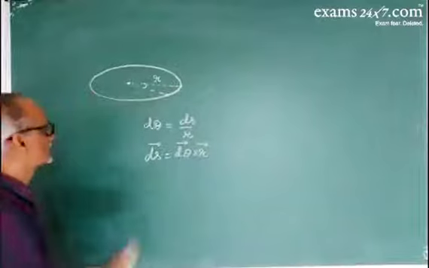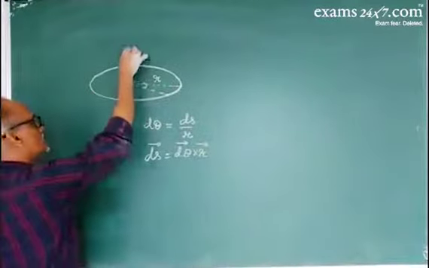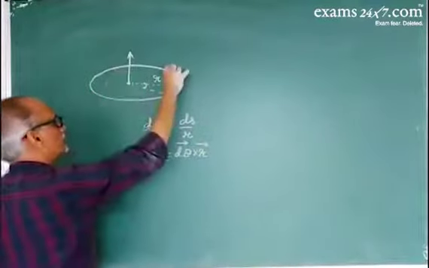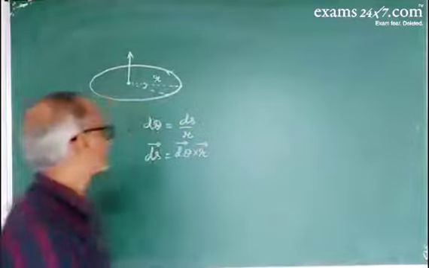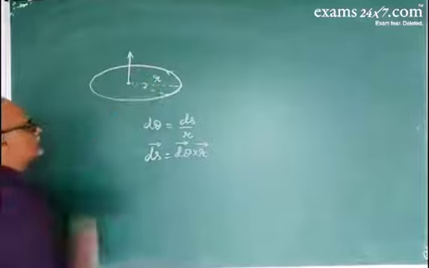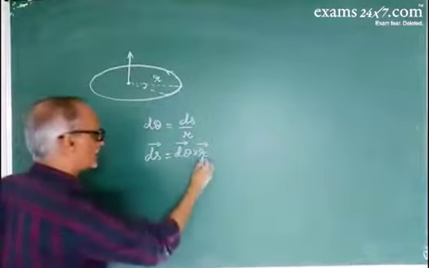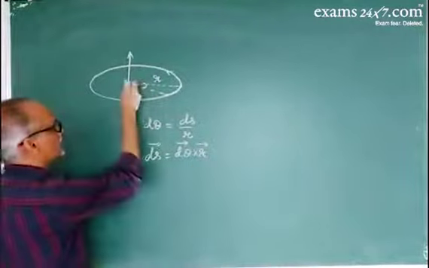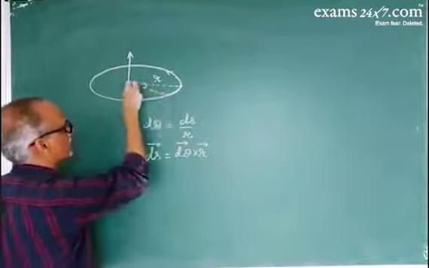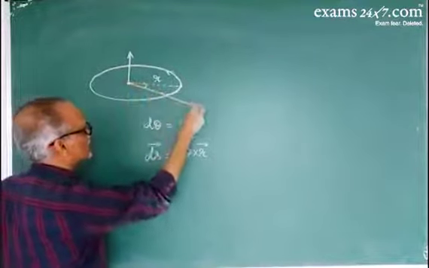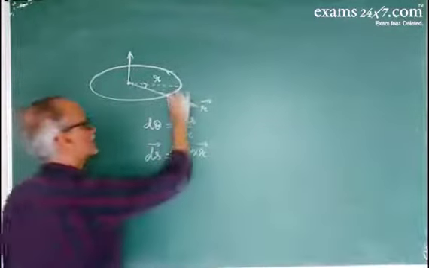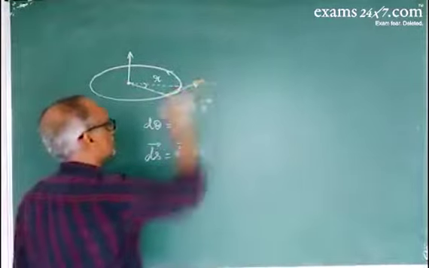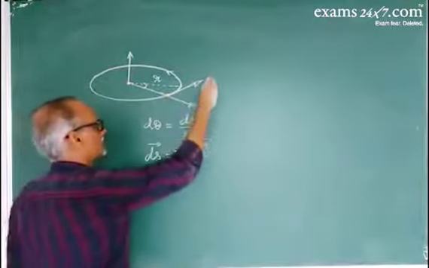The direction of this vector is along the axis upward, which we can get using the right hand clasp rule or right hand curl rule. The direction of the radius vector is always along the radius outwards. So this is the direction of r vector. And the displacement vector is always tangent to the circular path.